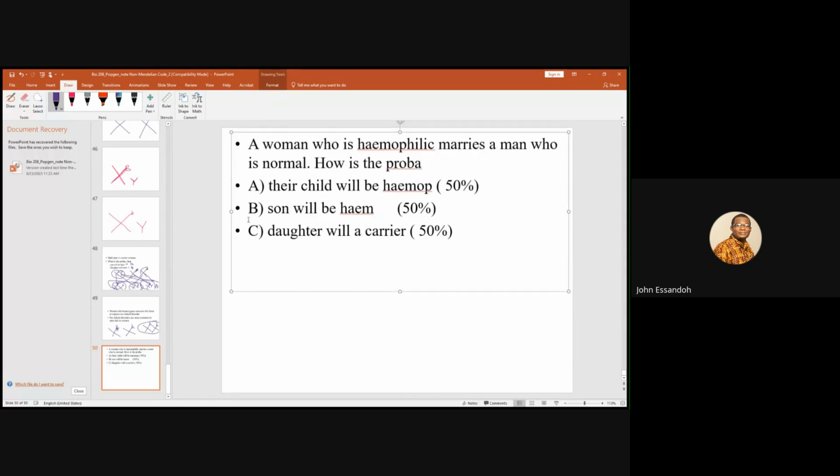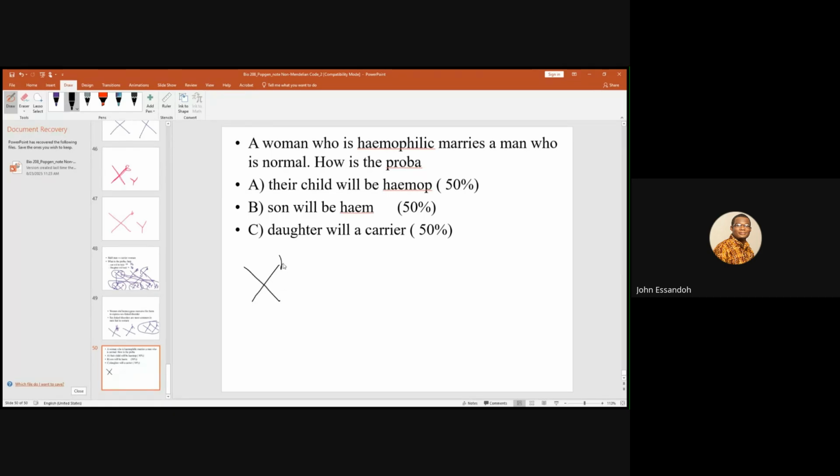Okay, so let's solve it together. So let me go and pick my marker here. Here, the woman has hemophilia, meaning that the woman is small h and another small h. So this is for the woman. She marries a man who is normal. So the man is capital H and then the Y. There's nothing on the Y.